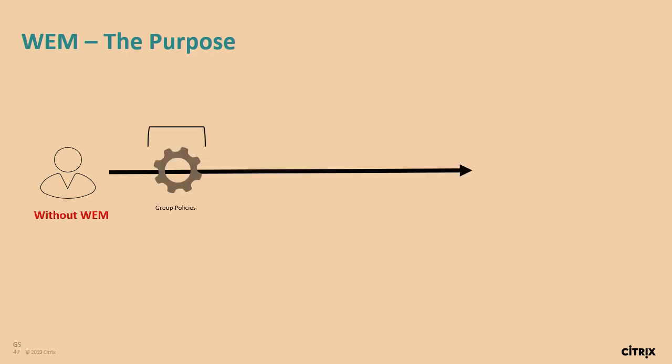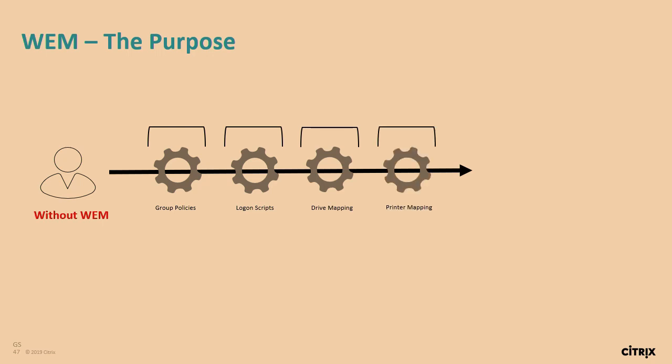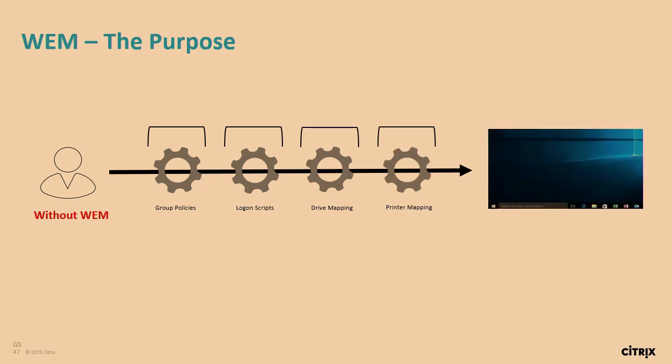Quite a lot. OK. So I'm going to talk about three main features of WEM. One is logon time optimization. In an environment without WEM, when a user logs on, they have to go through a multitude of group policy applications, printer mapping, logon scripts, drive mapping, and so on. And then eventually they'll reach their desktop wallpaper. And this process can take anywhere from 40 to 80 seconds, or sometimes longer.